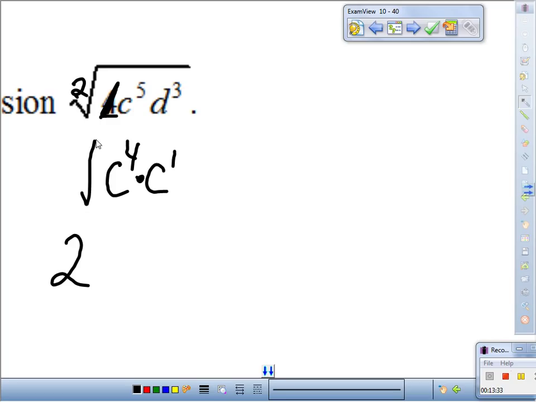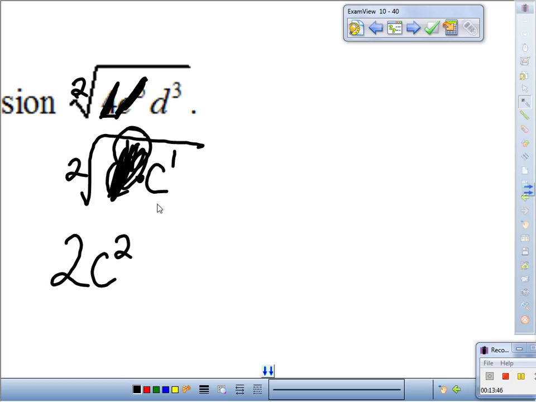So then put this in the radical with an index of 2. We no longer use this one. I'm going to focus here. Now, what is 4 divided by 2? C to the 2nd. I'm done with this one. Can I divide 1 by 2? No, I end up with a fraction again. So I'm going to leave it like that for right now.